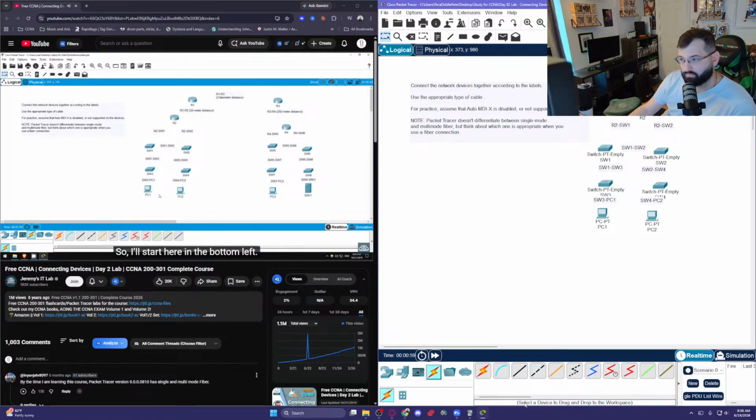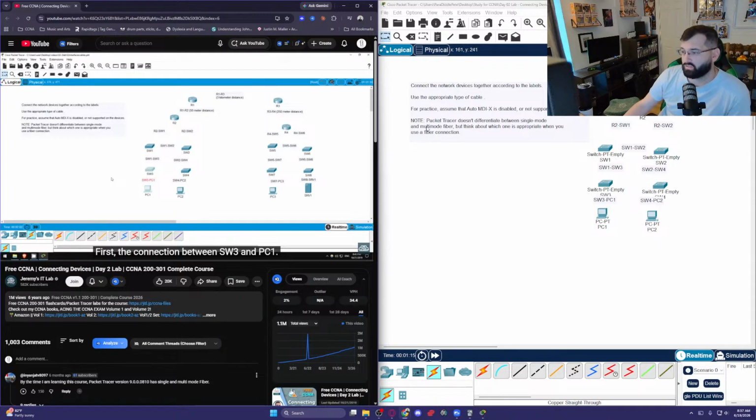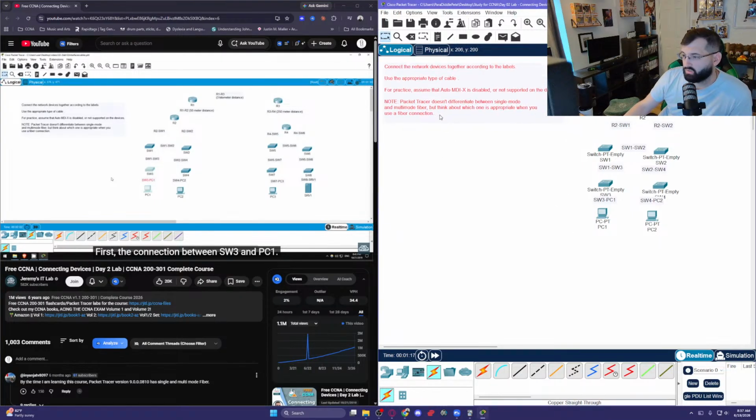So, I'll start here in the bottom left. What we're doing is connecting network devices together according to the labels. Use the appropriate type of cable. For practice, assume that auto MDIX is disabled and not supported on the devices. Note, Packet Tracer does not do these things.